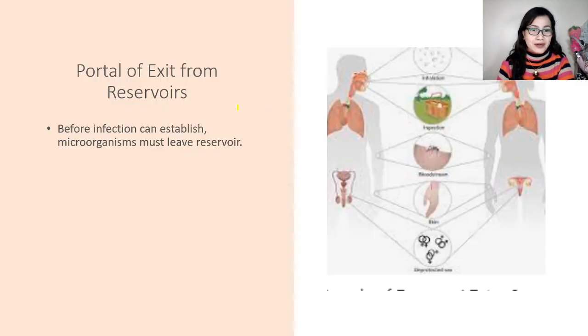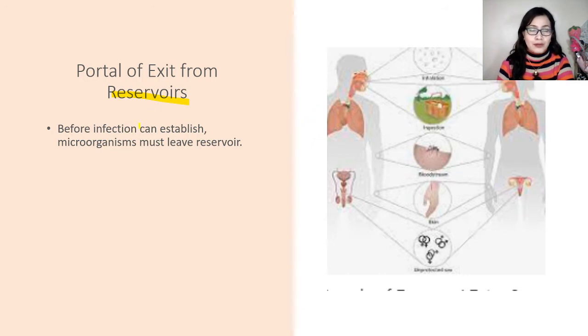Portal of exit from reservoir. Okay, so let's define first reservoir. When we say reservoir, this refers to the sources of microorganisms, okay? Common sources are humans, the client's own organisms, plants, animals, medical equipment, or the general environment, such as soil and water. The carriers are either human or animal reservoirs of a specific infectious agent that usually do not manifest any clinical signs of disease.